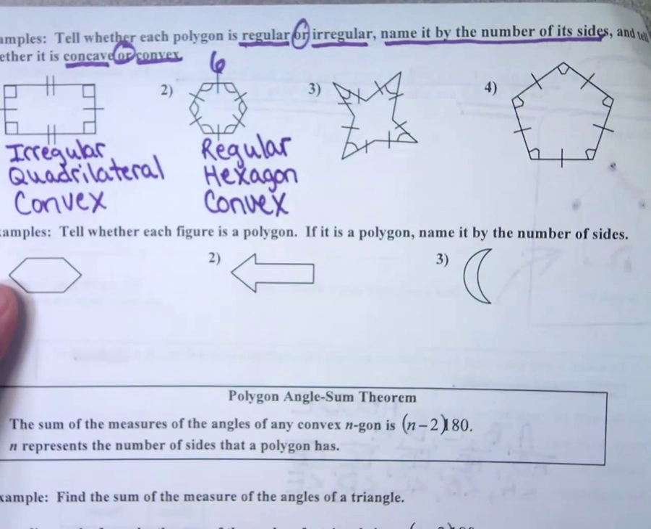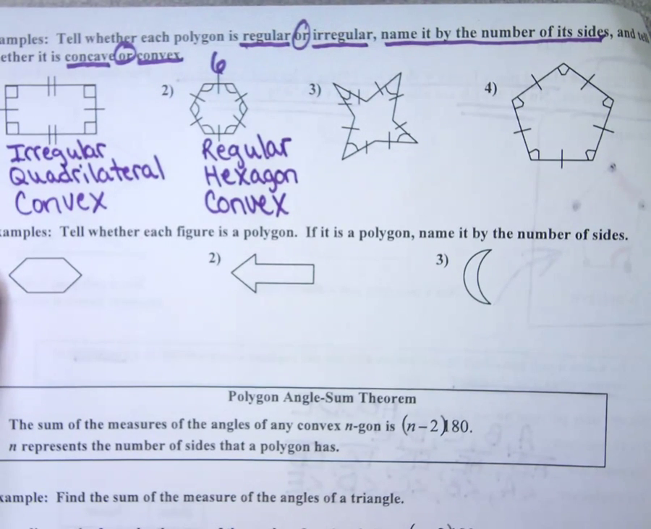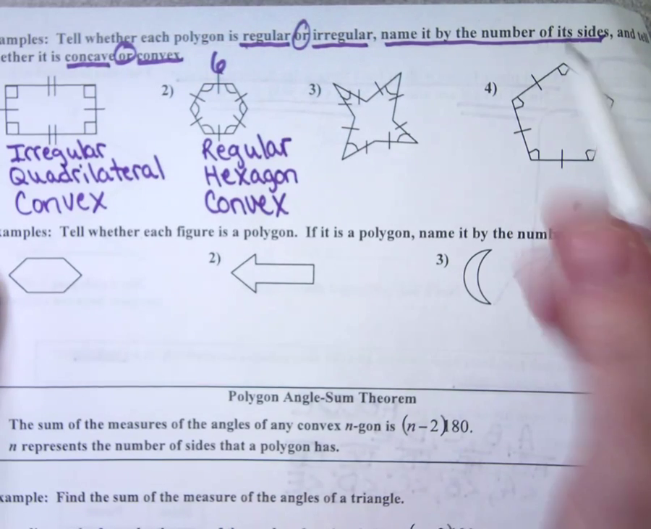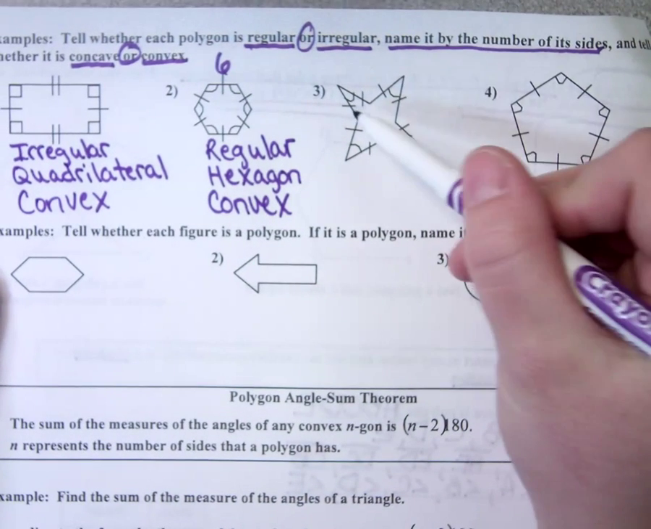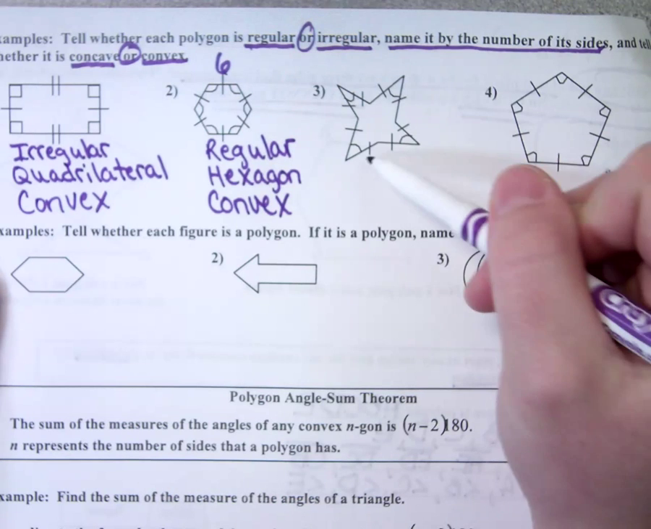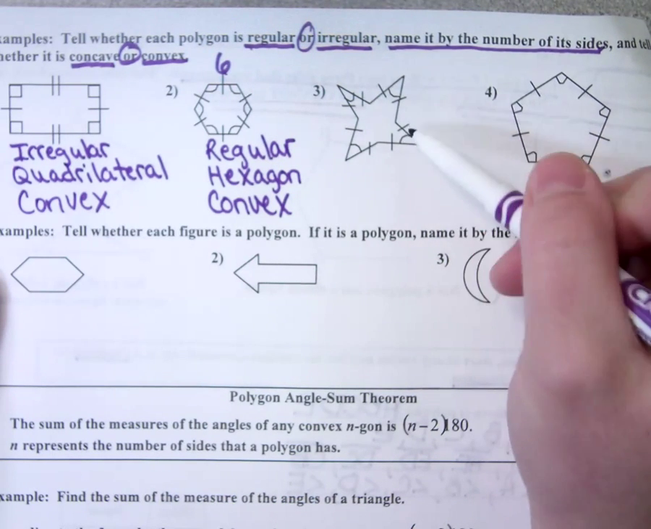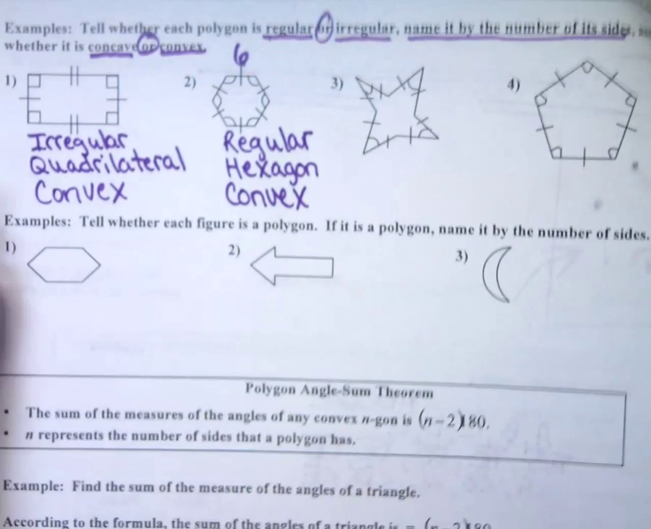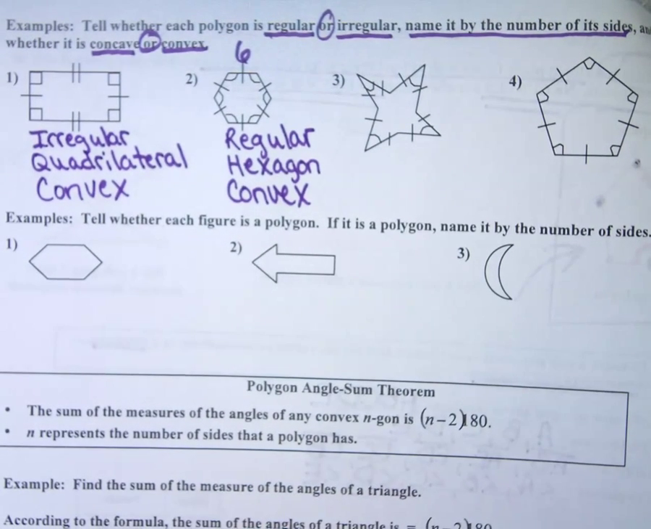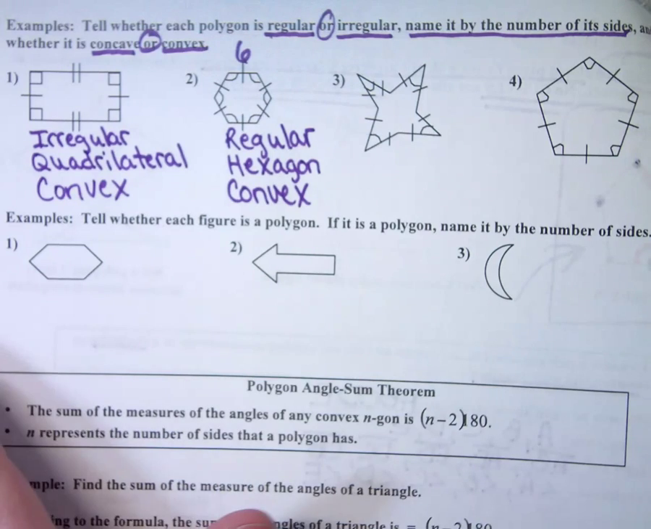Okay, looking over at number 3. Does that look like it's regular or irregular? Do all sides look the same length? Well, according to the tick marks, all sides have one tick mark, so all sides are congruent. Now, let's look at the angles for a second. Does it look like all angles are congruent?